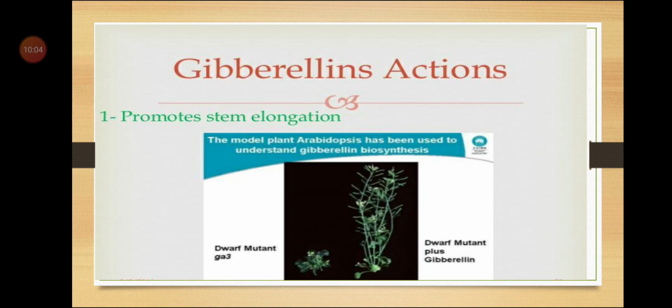First, gibberellin promotes stem elongation. You can see in this diagram, the first plant is a dwarf mutant, and in the second, a dwarf mutant plus gibberellin. When we apply gibberellins, the growth of the stem is much bigger. The stem elongation has taken place, and we can see the enlarged stem. So the first application is that gibberellins promote stem elongation.